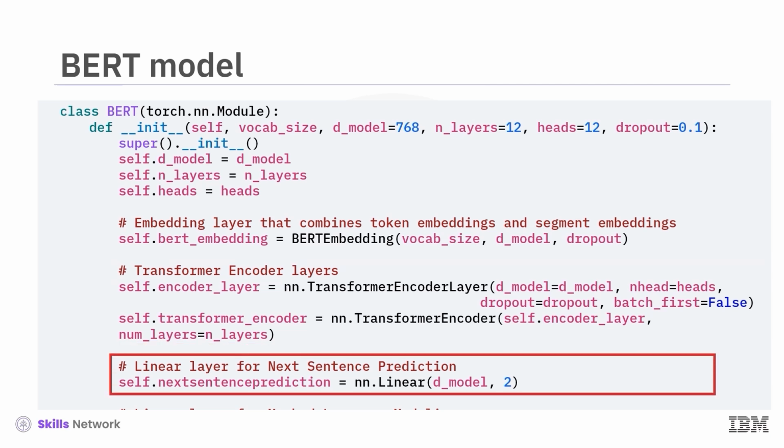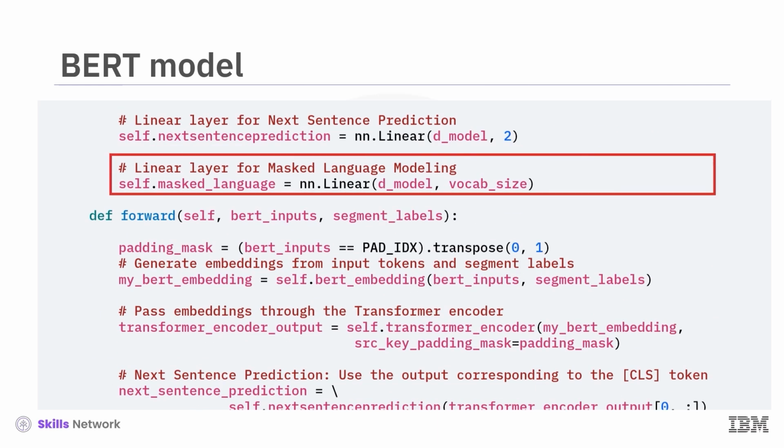The model has a linear layer for next sentence prediction, or NSP, which predicts the relationship between two consecutive sentences. It takes the output from the transformer encoder with a shape of sequence length, batch size, embedding dimension. The input is the CLS embedding for each sequence.